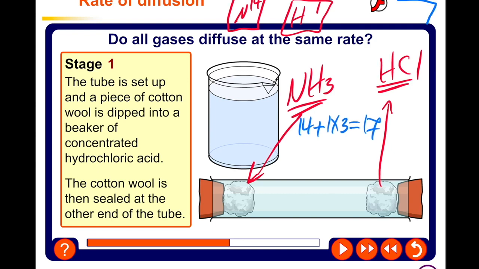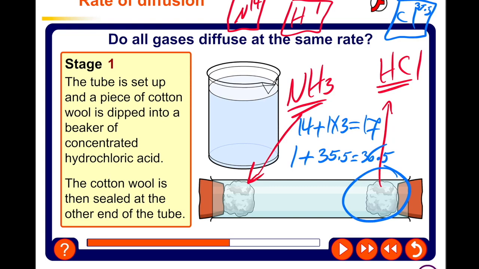HCl, the mass of one chlorine, Cl, in the periodic table is a lot. It's like 35.5. So the mass of HCl is going to be way heavier. So HCl is going to be 1 plus 35.5, which is going to be 36.5, and that's way more mass. So conclusion is like, this gas is heavier than this gas.